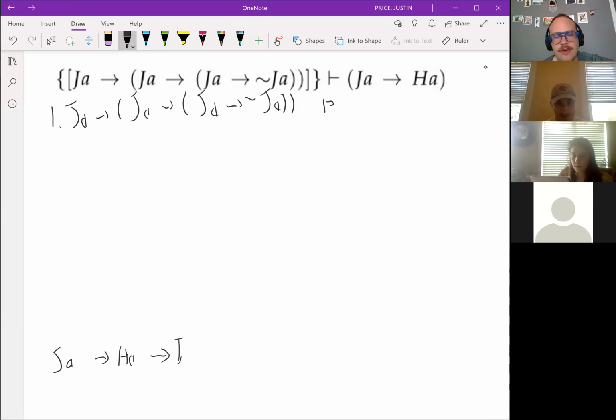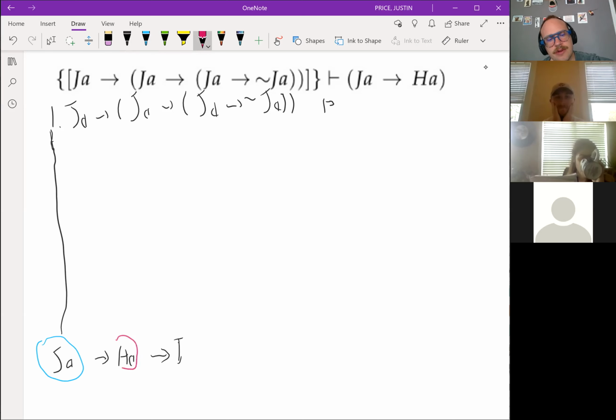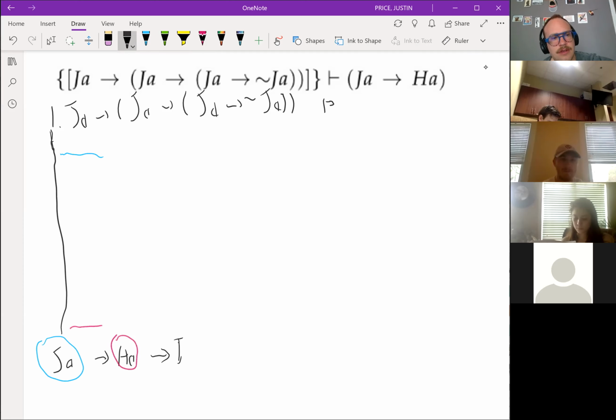And knowing the schema for conditional introduction, the assumption is going to have to be this part. And then what we get to is this part. So our assumption's JA.